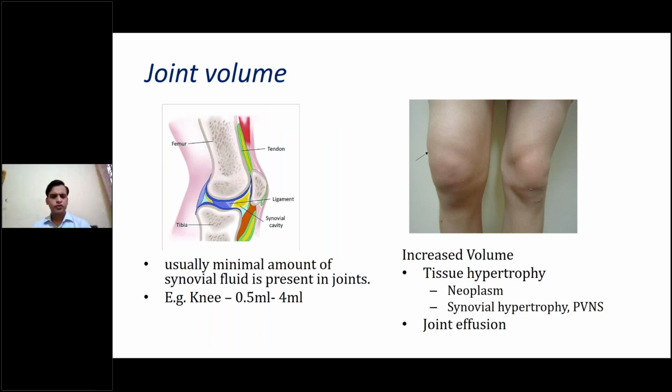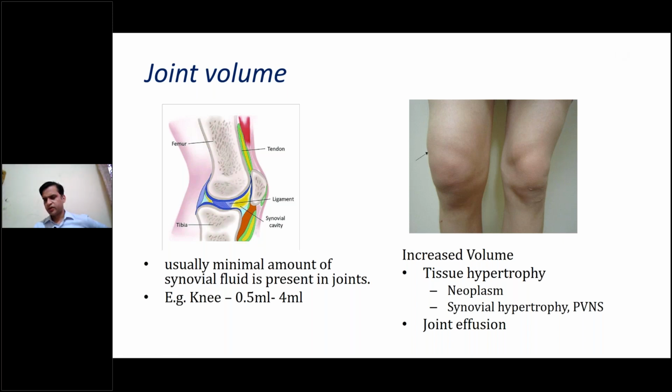Then the joint volume is the volume inside the synovial membrane. Synovial fluid is usually very minimal in amount in any joint. The biggest synovial fluid joint in our body is the knee joint, and the normal amount of synovial fluid in the knee joint is usually less than 4 ml. In case of disease or any affliction, the synovial fluid or reactive fluid will increase, and the joint volume will increase.